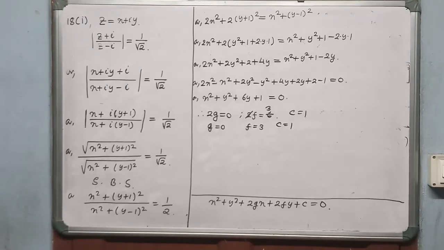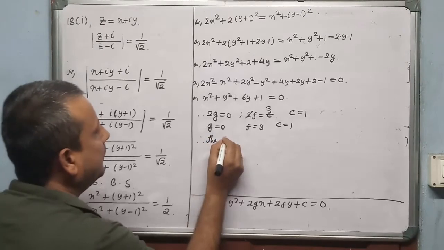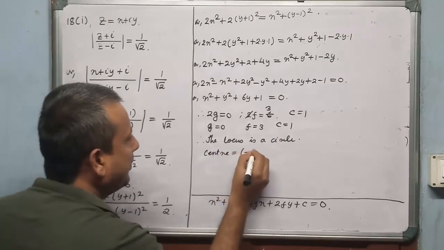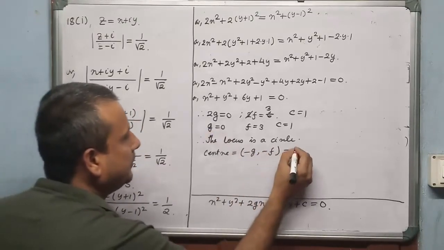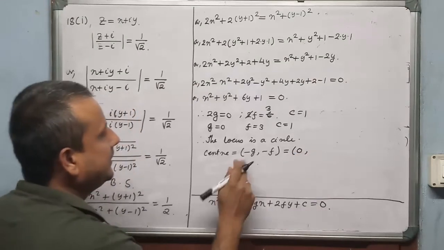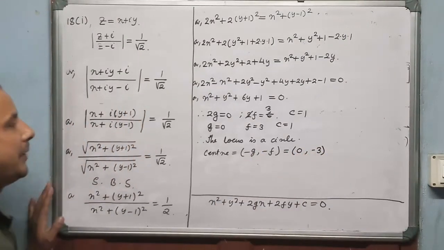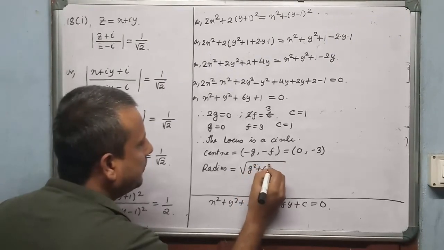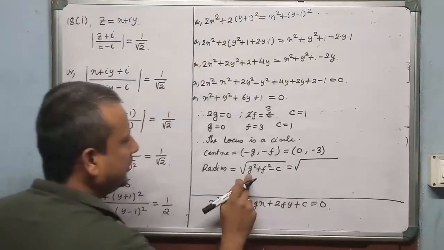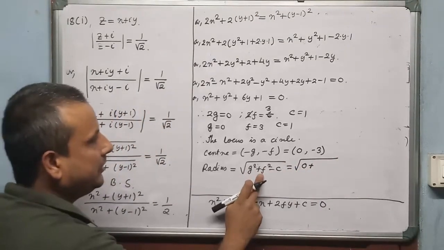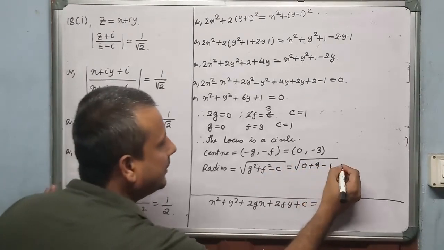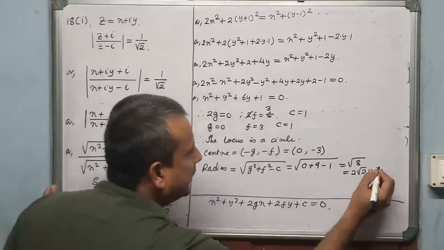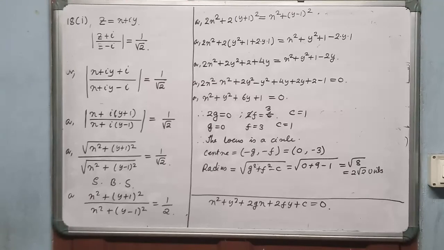After getting g, f, c, we can write that the locus is a circle. The center is, by the formula I've already given you, (minus g, minus f). Minus g is 0, minus f is minus 3. So the center is (0, minus 3), and the radius equals the square root of g square plus f square minus c. Substituting the values: 0 square is 0, plus 3 square is 9, minus c is 1. It is root 8, which we can write as 2 root 2 units. Therefore the locus is a circle whose center is (0, minus 3) and the radius is 2 root 2.